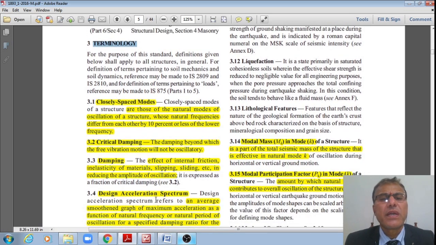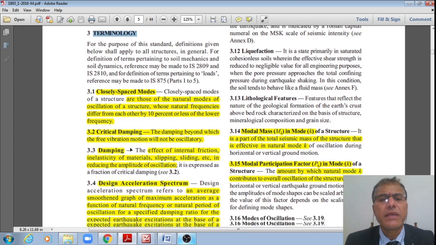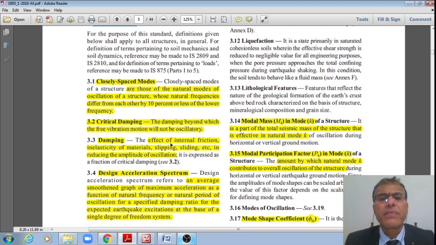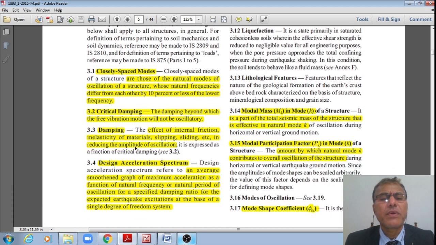Now next one is critical damping, the damping beyond which the free vibration motion will not be oscillatory. Next, damping: the effect of the internal friction, inelasticity of materials, slipping, sliding, etc. in reducing the amplitude of the oscillation is what is referred to as damping.